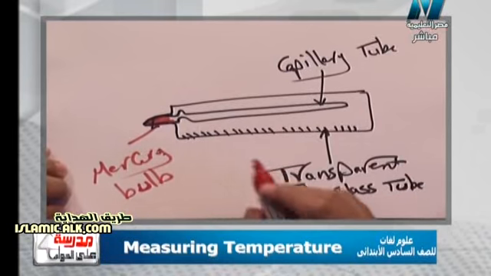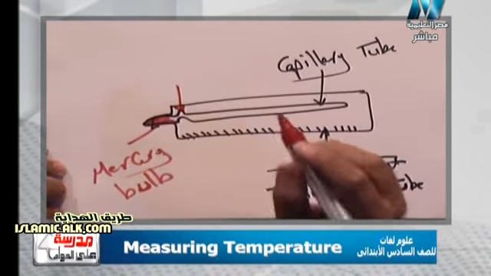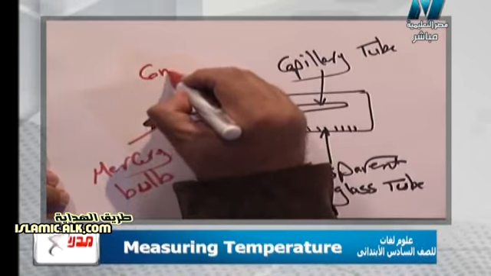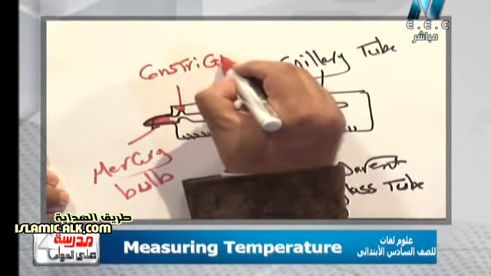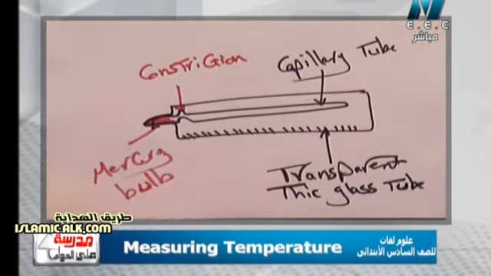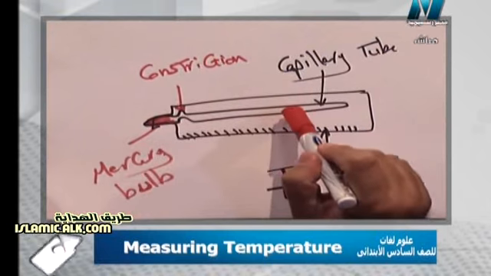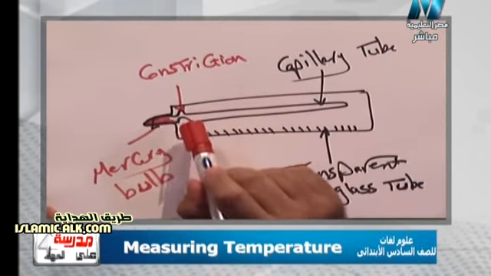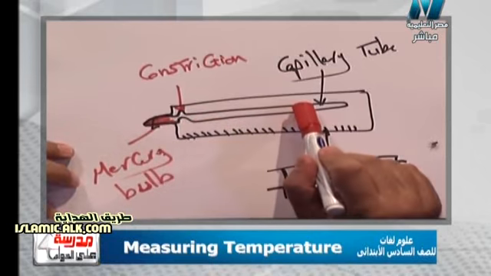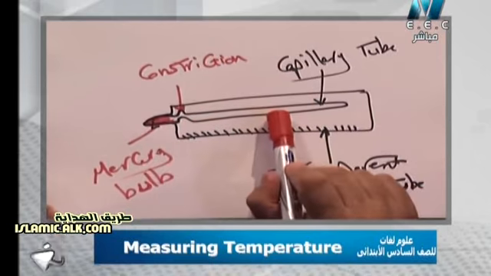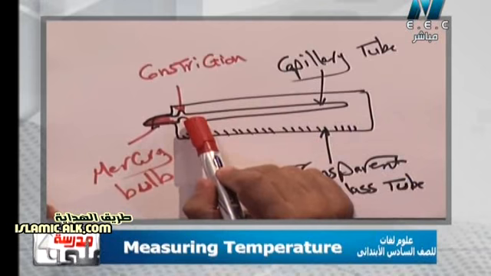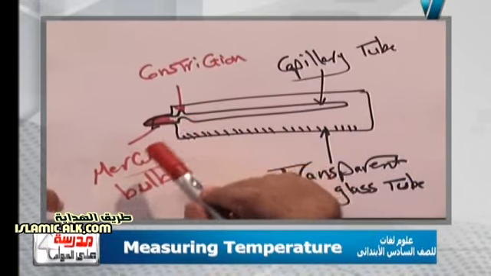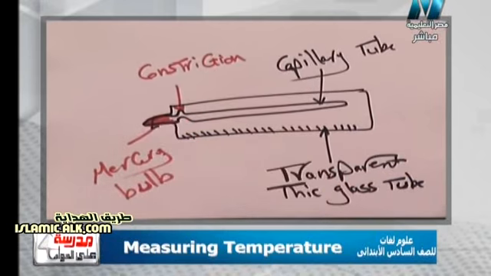And here is the very important part, which is the constriction. Here there is a very important part that we will call the constriction, and it makes the mercury rise but not go down easily. Again, it makes the mercury expand inside the mouth of the patient, but when I take it out of the patient's mouth, it will not contract because there is a constriction. The constriction makes the mercury not return easily.